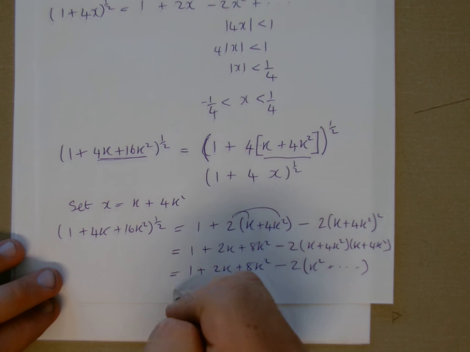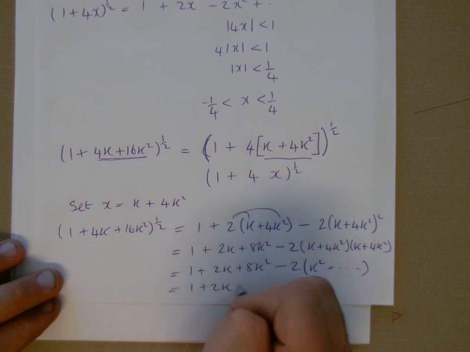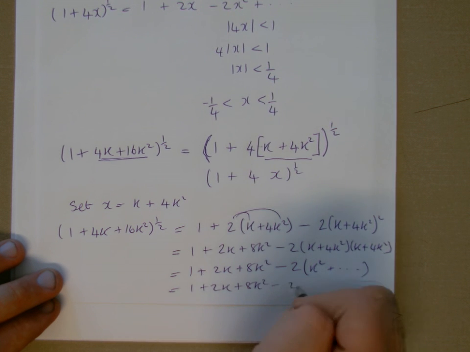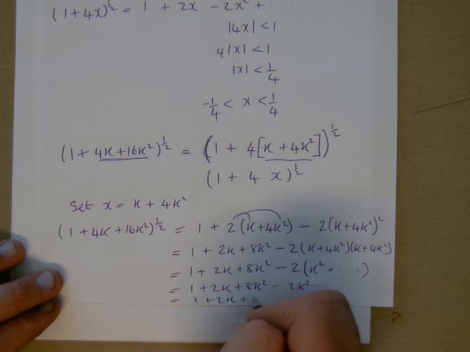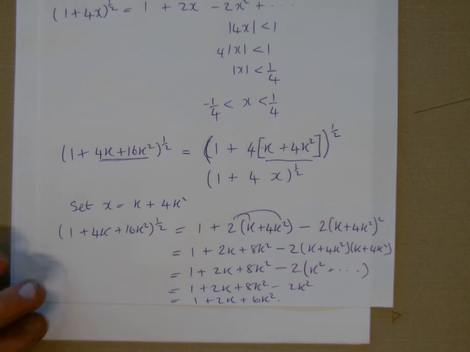So I end up having 1 plus 2k plus 8k squared minus 2k squared. So that will become 1 plus 2k plus 6k squared. Okay, and we've simplified it, and there's our answer.